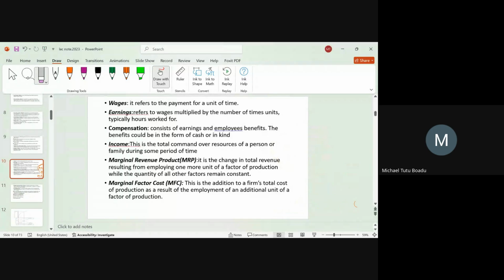Of course, you may be enjoying economies of scale, which will cause the marginal factor cost to be falling, even as the marginal revenue product is rising. But that is a long run situation or phenomenon.